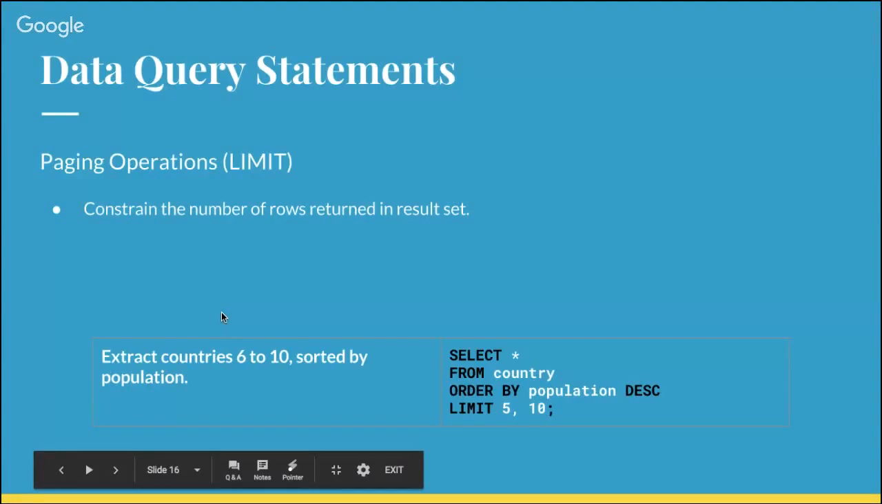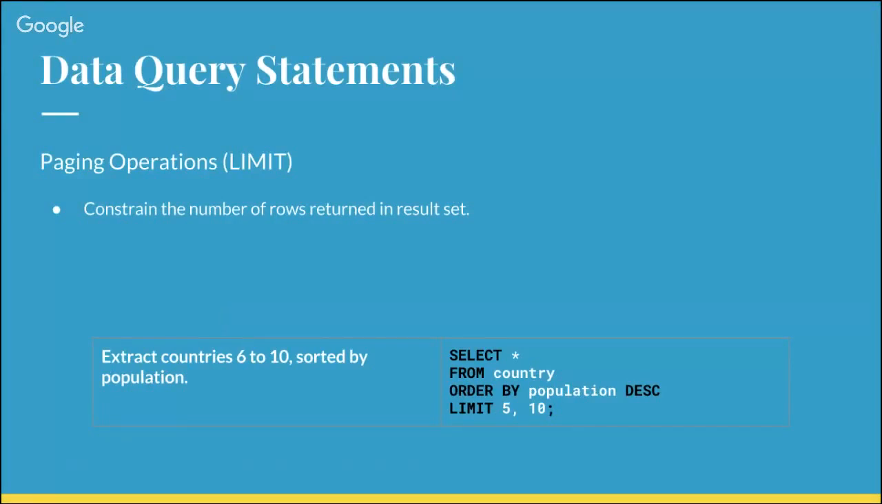Paging operations. This is to ensure that, let's say, you don't want the entire data set. You only want the top 5 results from the data set. Let's say you already have a sorted data set and you only want the top 5, or you want the first 10 and then you want to fetch the second. A good example of this is when you have a large list and you only want to display 10 at a time, right?